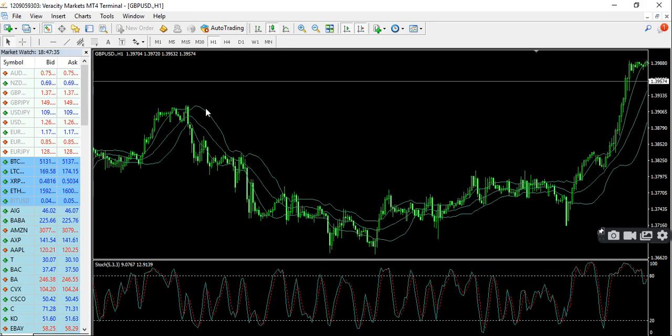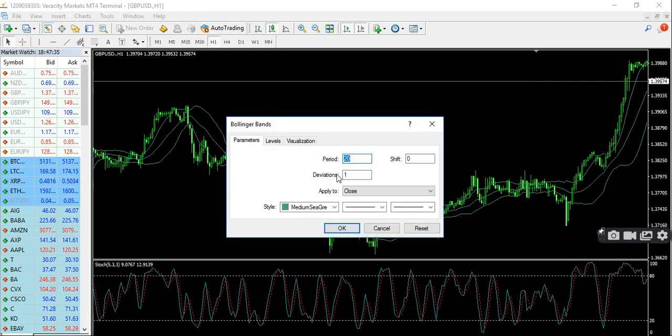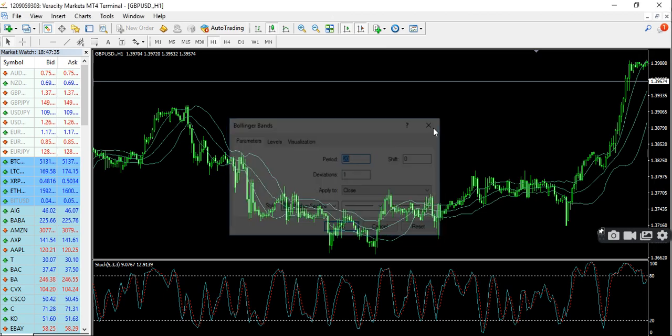So, guys, firstly, on your Bollinger Band, you have to go to the properties and set the deviations to one. The original one doesn't say one on deviations. I think it's two or something. So what you've got to do is change the deviations to one, and then after that you're good to go.